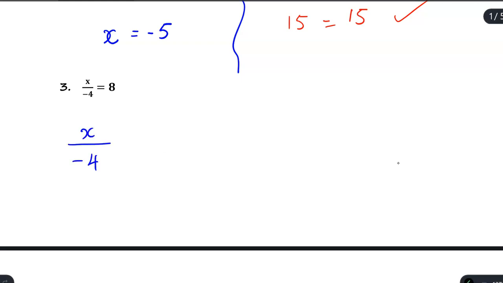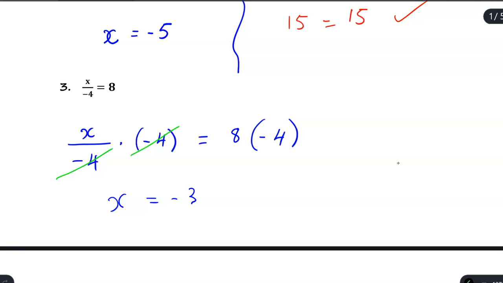So x divided by negative 4, I will multiply this side by negative 4. And then I must do the same thing on the other side of the equation. Once I perform this step, I can get rid of this. So on this side of the equation, I just have x left. So x is equal to negative 32. All right. You can always check your solution.